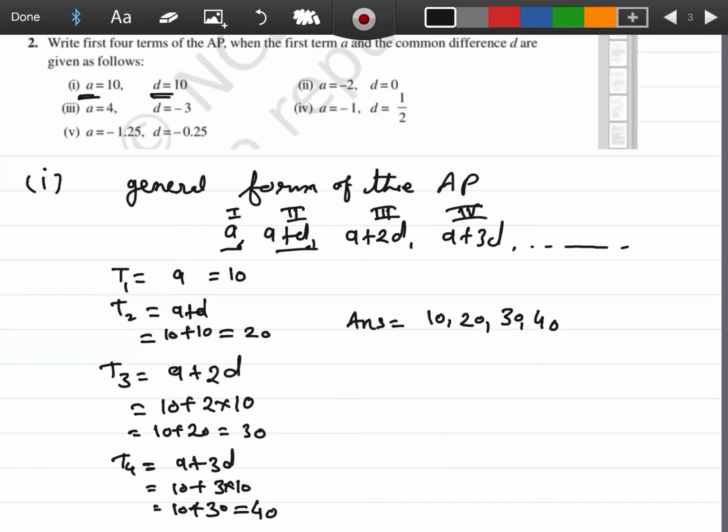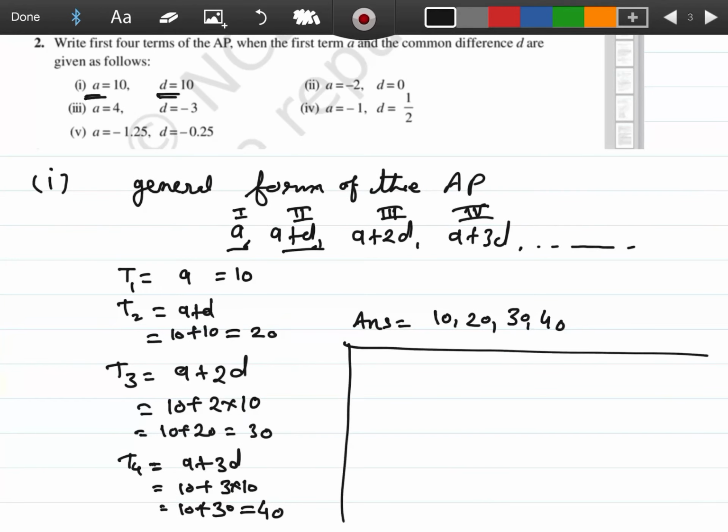Now, I think you have understood the problem, how we have to solve. So question number 3 and question number 5 is your homework. Let us see question number 2, how to solve question number 2. Again A is equal to -2, D is equal to 0. So T1 is equal to A, which is -2.